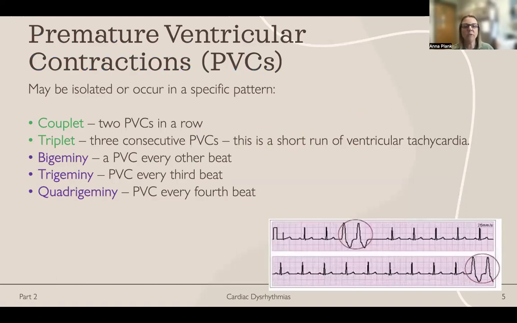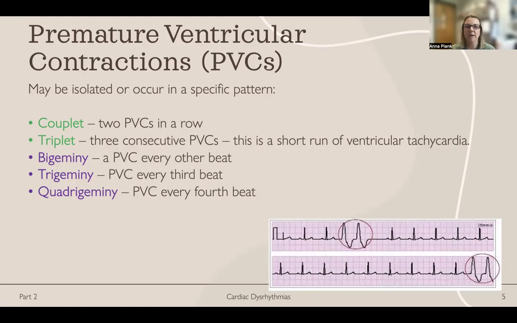Where it becomes a big deal is when we start doing multiple ones in a row, right? Two in a row, we call a couplet. Three in a row, we call a triplet. And this is where we want to start paying attention. When we document, we can have normal sinus rhythm with a couplet, or a PVC. When they start occurring frequently enough that you can time them out every other beat, every third beat, then we start looking at a different rhythm called bigeminy or trigeminy, quadrigeminy.